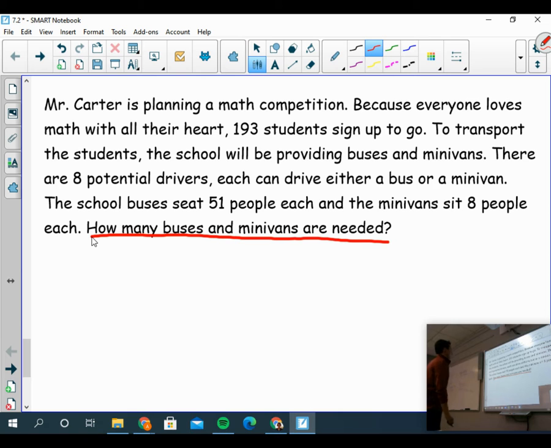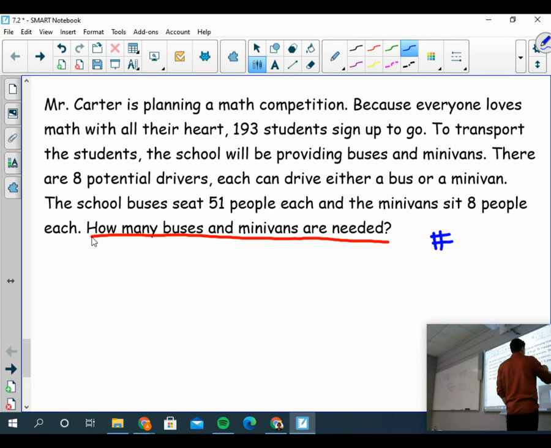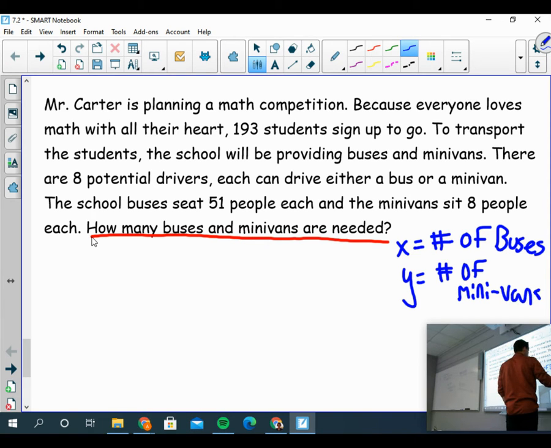How many buses and minivans are needed? Well, I don't know the number of buses and I don't know the number of minivans. So I could go ahead and give those some labels. Maybe I call the number of buses, you guys like X and Y, so we'll do X. Y will be the number of minivans. Could use B and V if I wanted to.